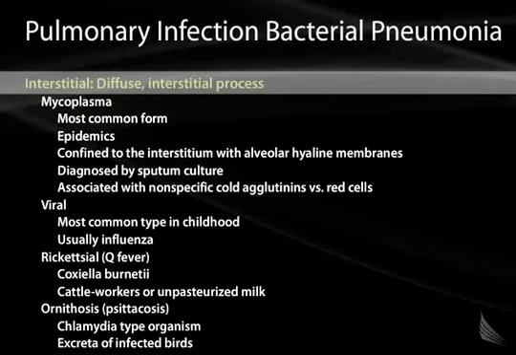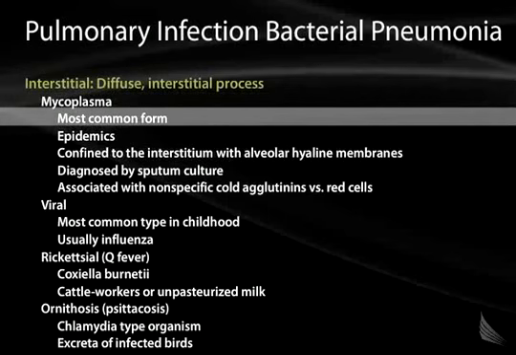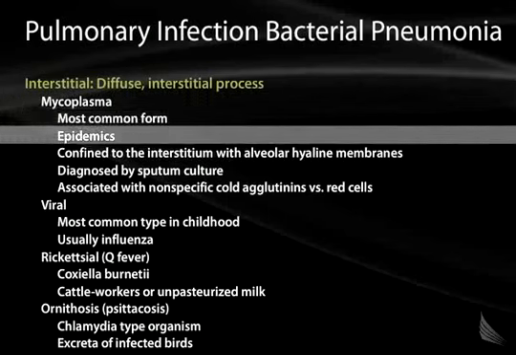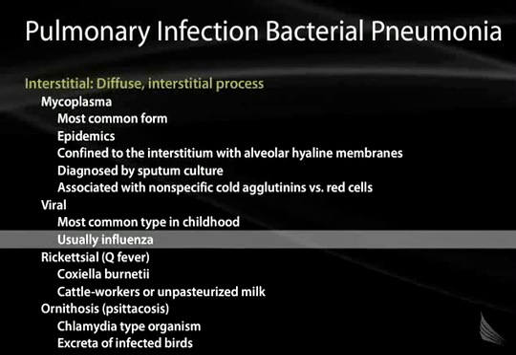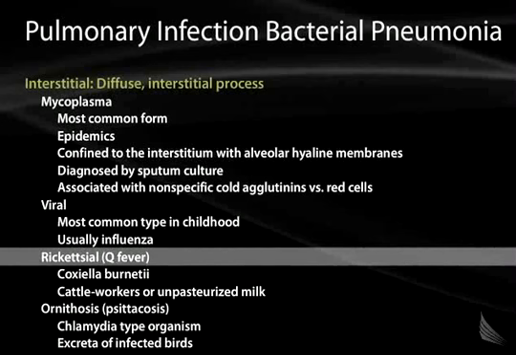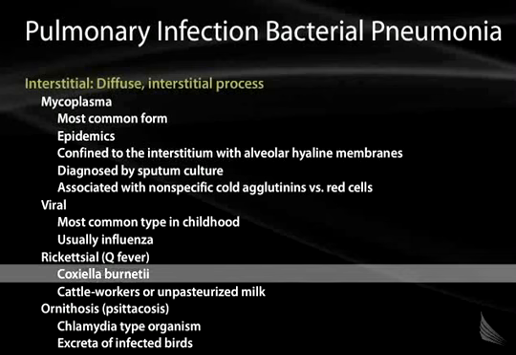Interstitial pneumonia, or diffuse interstitial process, can be due to mycoplasma, which is the most common. Mycoplasma also can cause epidemics. Another cause for interstitial diffuse pneumonia is viral causes, such as influenza. Rickettsial diseases or Q fever can be seen in cattle workers as well as those who ingest unpasteurized milk, and this is due to Coxiella burnetii.